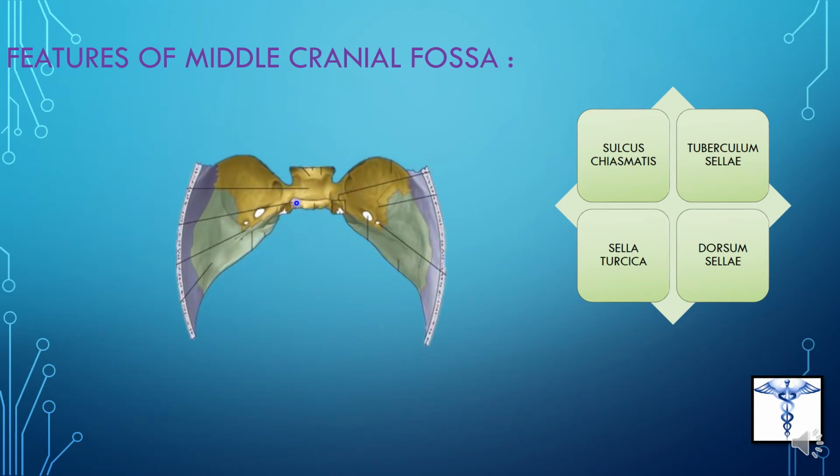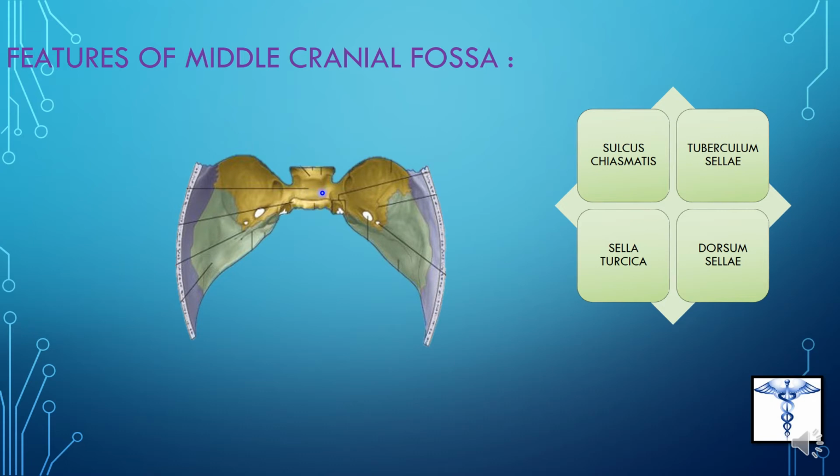This is the greater wing of sphenoid. Here is the sulcus chiasmaticus. Below the sulcus chiasmaticus is an elevation called the tuberculum sellae. Below that tuberculum sellae is a depression, as you can see over here. This depression is called the sella turcica. The important thing about the sella turcica is that it lodges the pituitary gland, or you may say the pituitary gland is above this sella turcica.